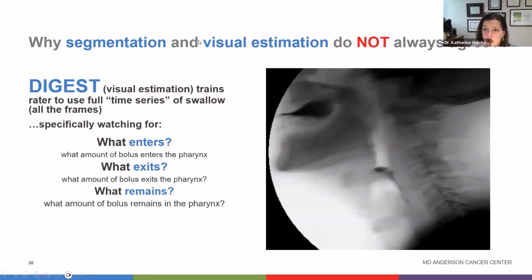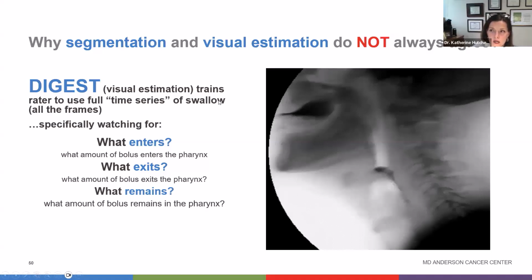approaches. And so I share this slide here to think about the reason why the segmentation and the visual estimation may not always agree, so that when you're using these tools, you can think about, is this a good scenario where it will work or is it not?